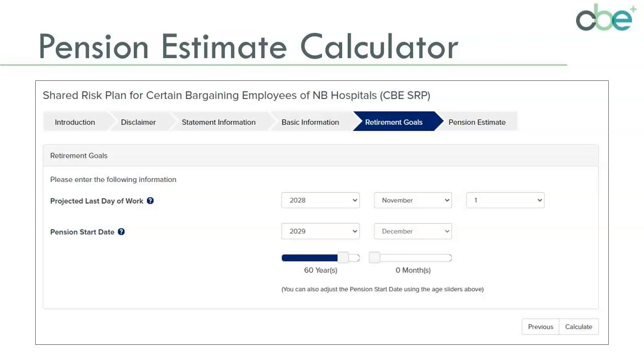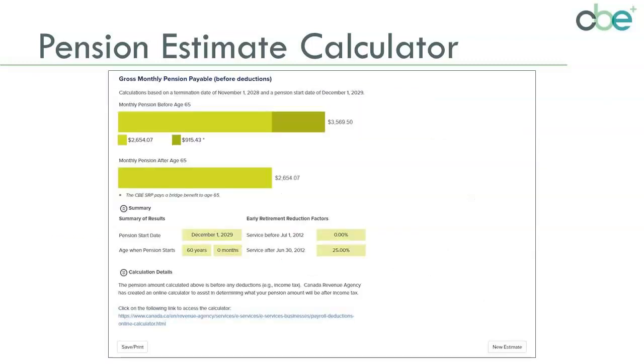The fourth step requires you to include your retirement goals, including what date you would like to retire and when you would like to start receiving your pension. Please note that you can come back to this screen to enter any number of different dates and see how they will impact your projected monthly pension amount. Finally, click the Calculate button and you get the results page that looks like this.